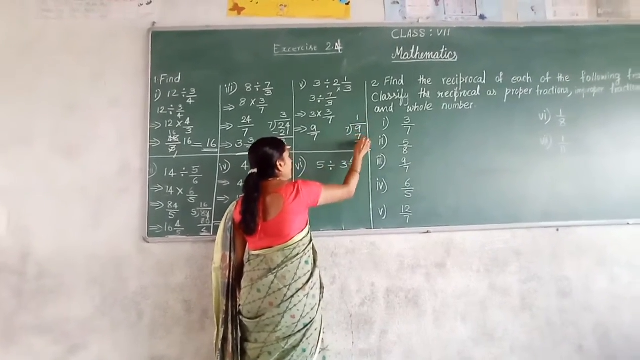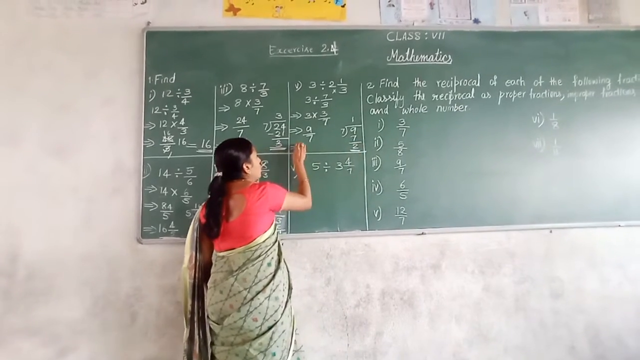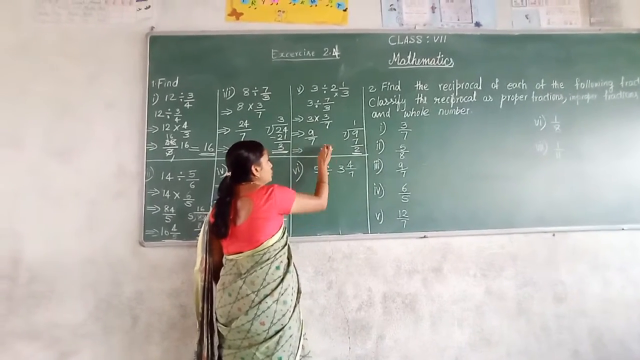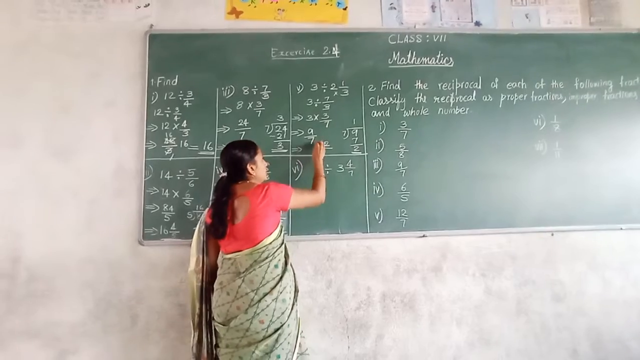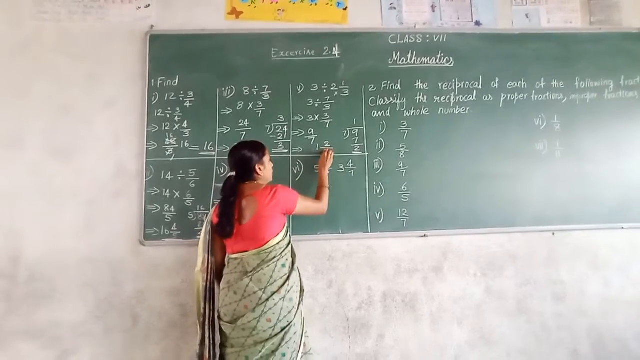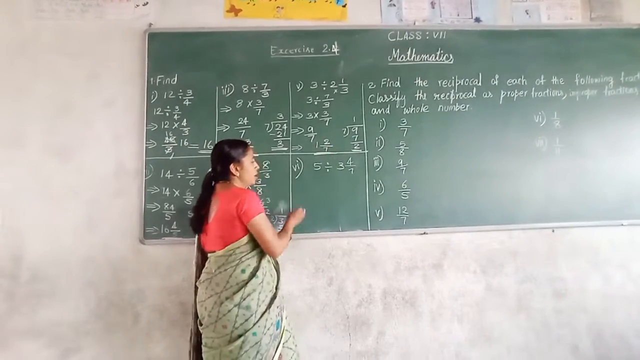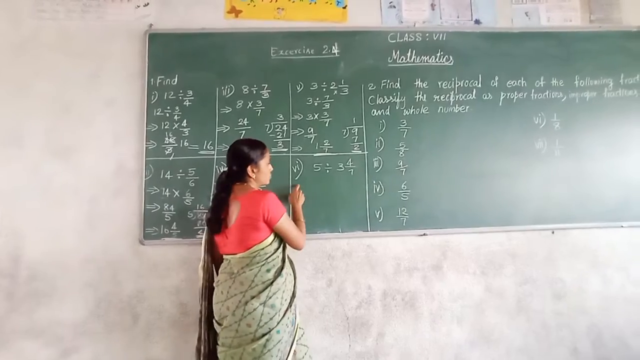7 1s are 7, 9 minus 7 is 2. So the remainder is 2. It becomes the numerator. The quotient is 1. The denominator is 7. Now let us switch on to the sixth question.